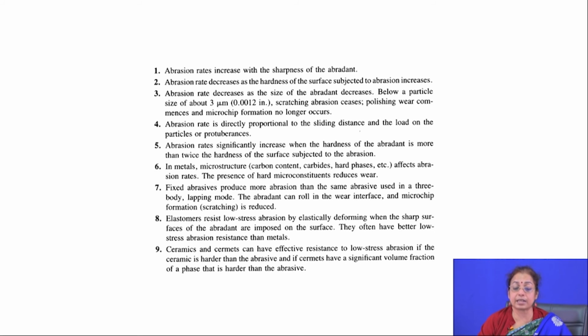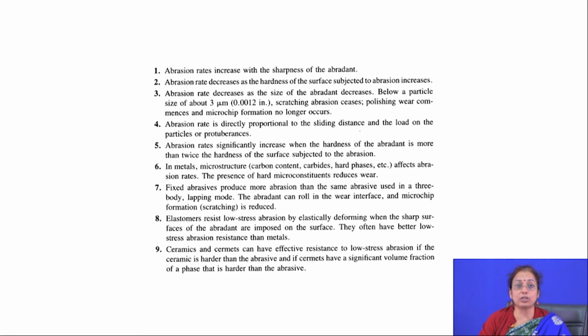It decreases as the hardness of the surface subjected to abrasion increases. Naturally, as your material hardness increases, it will be decreasing. So, basically, as you mentioned, if you apply a very thin hard layer on the surface, you can decrease the wear rate to a large extent, particularly when it is low stress abrasion.